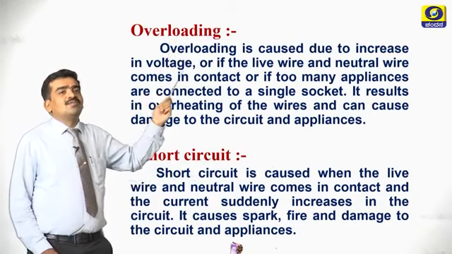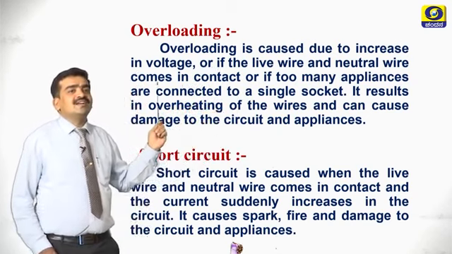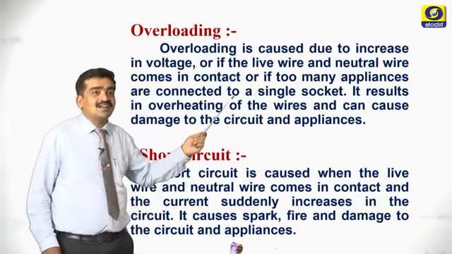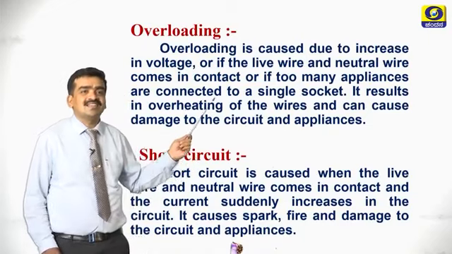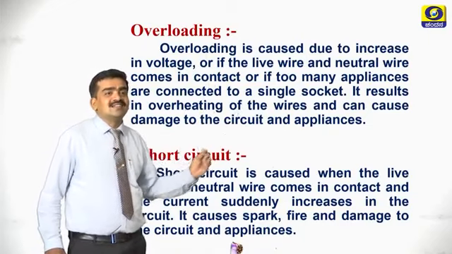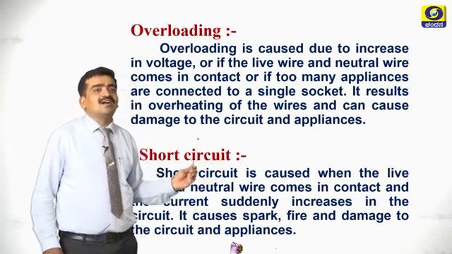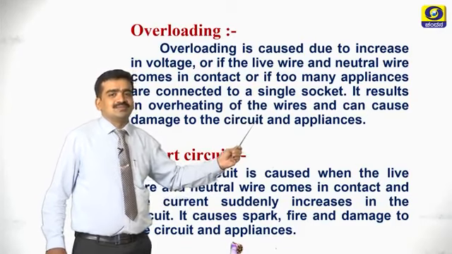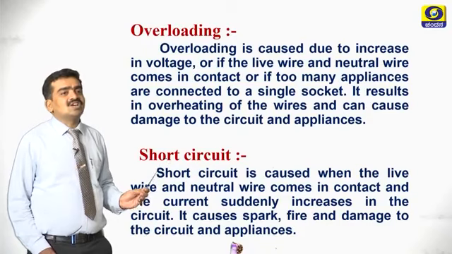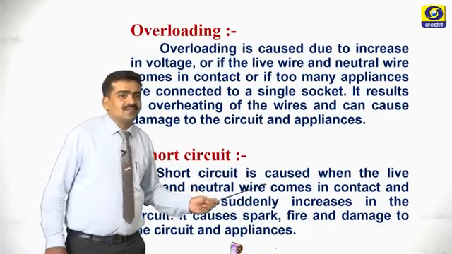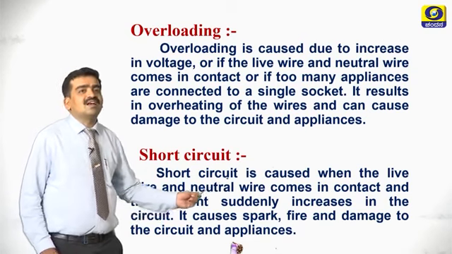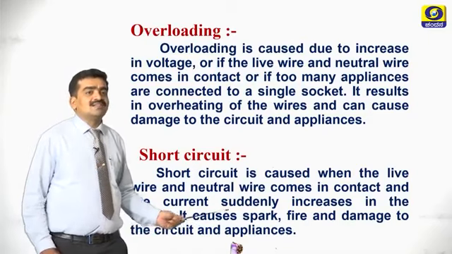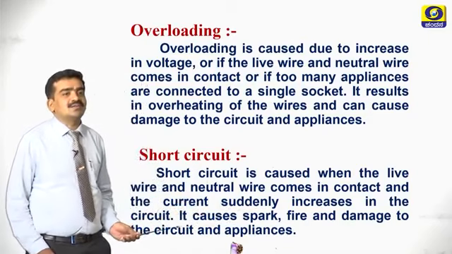Overloading is caused due to an increase in voltage, or if the live wire and the neutral wire come into contact, or if too many appliances are connected to a single socket. In all these cases, it results in overheating of the wire and can cause damage to the electric circuit and to the appliances also. So when does a short circuit occur? A short circuit is caused when the live wire and neutral wire come in contact and the current suddenly increases in the circuit. It causes spark, fire and damage to the circuit and appliances.